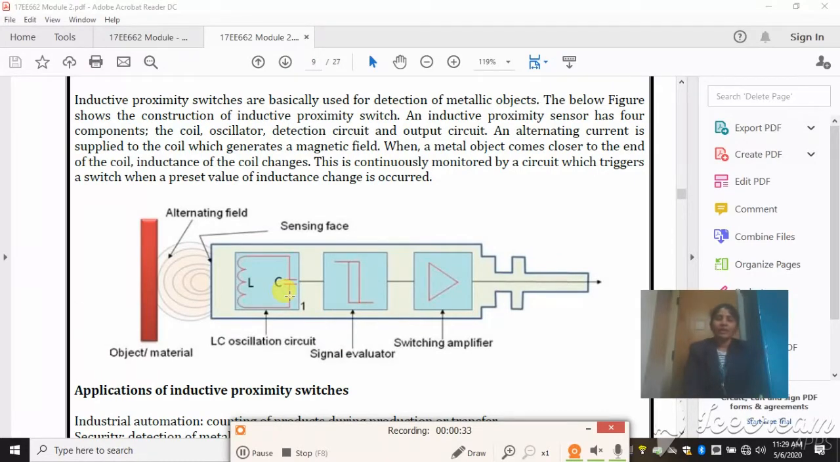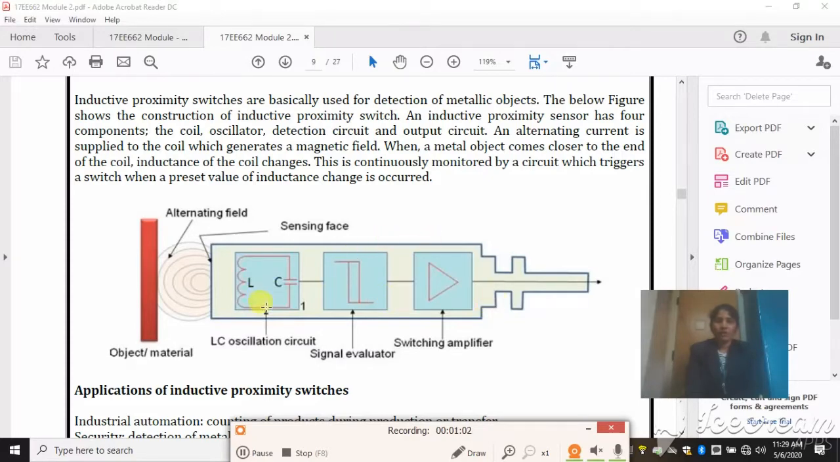The eddy current proximity sensor is meant for detecting non-magnetic objects, but it has to be a conducting material. Whereas the inductive proximity sensor is mainly used for detecting metallic objects. So this figure shows the inductive proximity sensor. It has got 4 components: the coil, oscillator, detection circuit and the output circuit.